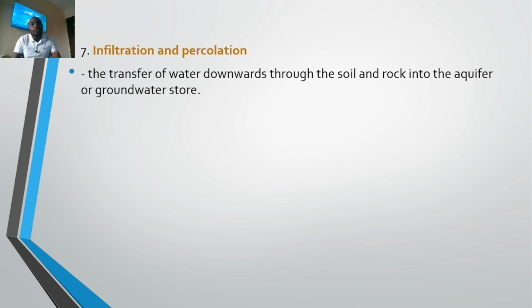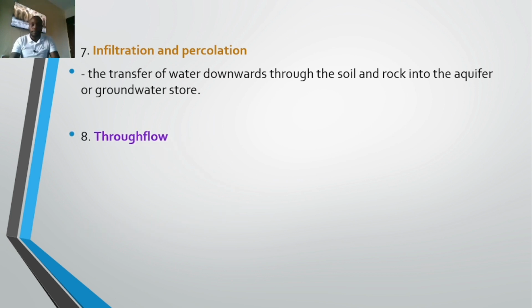Okay, the transfer of water downwards through the soil. We are now not talking about the overland. We are talking about just below the soil. That's why we say through the soil and rock into the aquifer. So it's kind of percolating, sinking. It's kind of sinking into the soil and through the soil also into the aquifer or groundwater store. That is infiltration and percolation. So it's a transfer on its own.